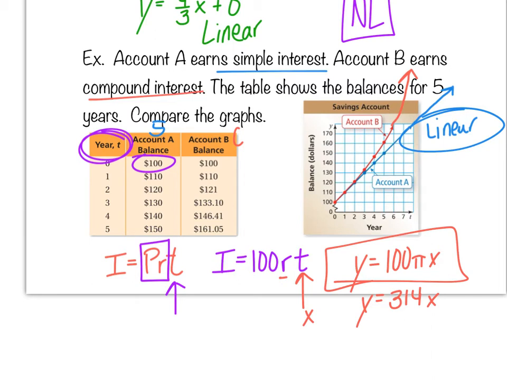So linear functions have an x exponent of 1, and nonlinear functions have an x exponent that's something other than 1. And then obviously visually, nonlinear functions will curve, or they just won't be a straight line. Okay, that's it. If you have any questions over this, let me know.